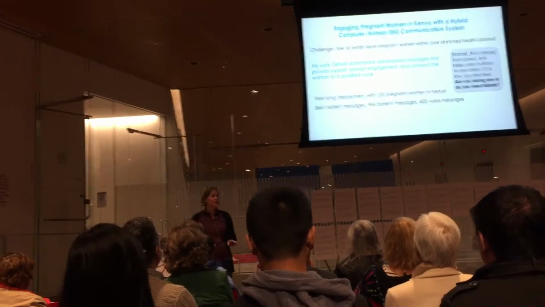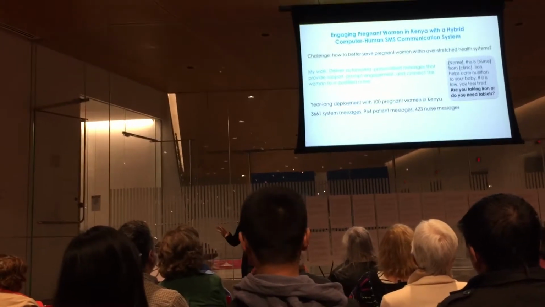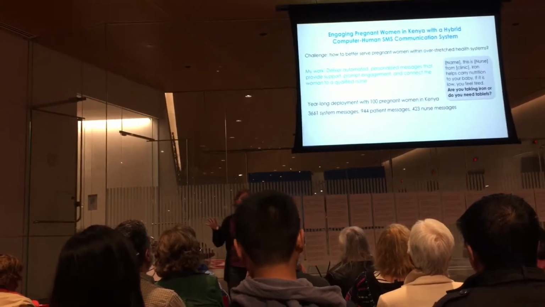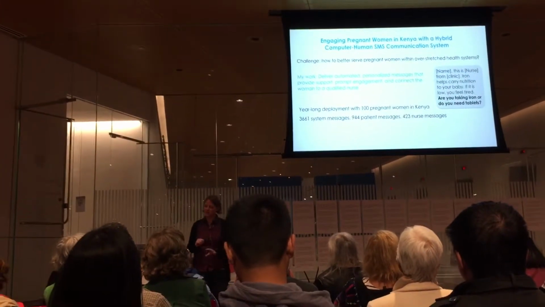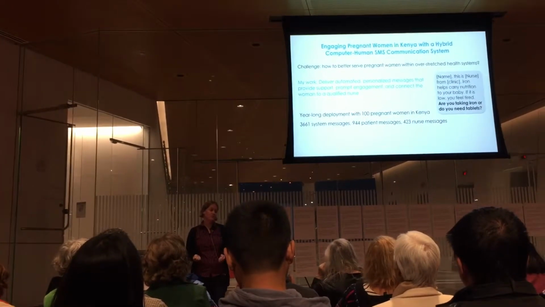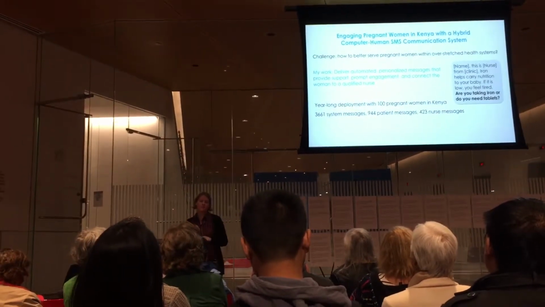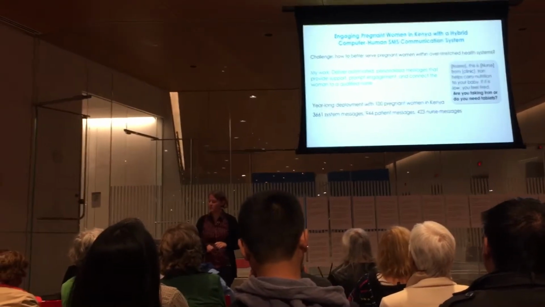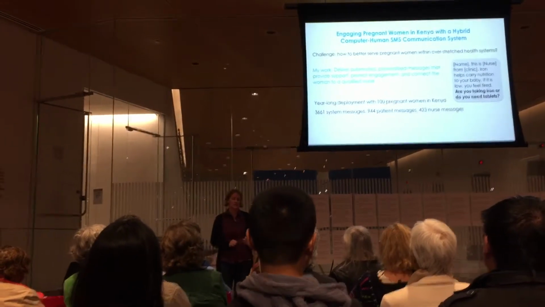We did a year-long deployment of this, where we did a trial with, I think it was, 100 women in an experimental group and 100 women in a control group who did not get the messages. Over that year, the system itself sent those women 3,661 messages. They sent back close to 1,000 messages, which we then categorized. And we found a lot of really interesting things.